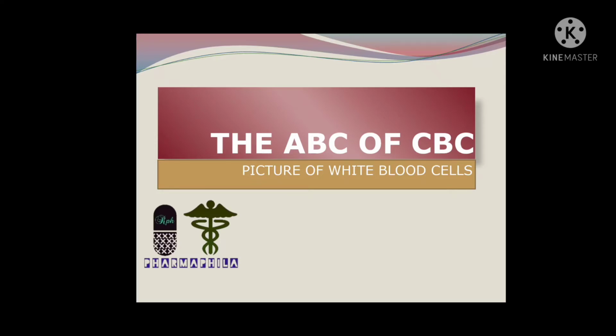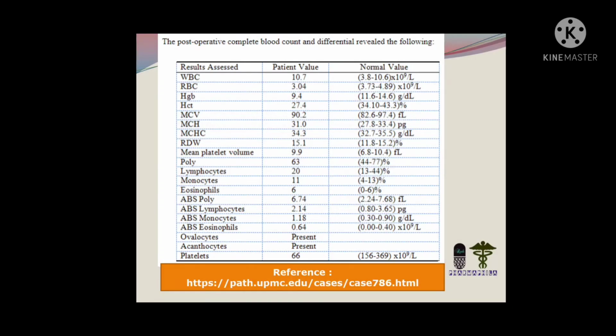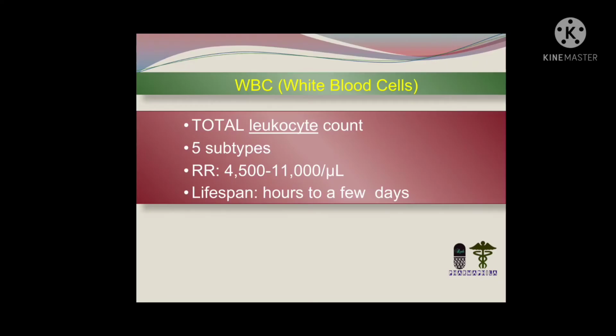In this video we are going to discuss the WBCs. In the previous video we discussed the platelets, the RBCs and the basic physiology of blood. So this is basically the assessment of the previous video. In this case you have to identify the case. Its reference range is 4 to 11, that means 4,500 to 11,000, and its lifespan is hours to a few days.